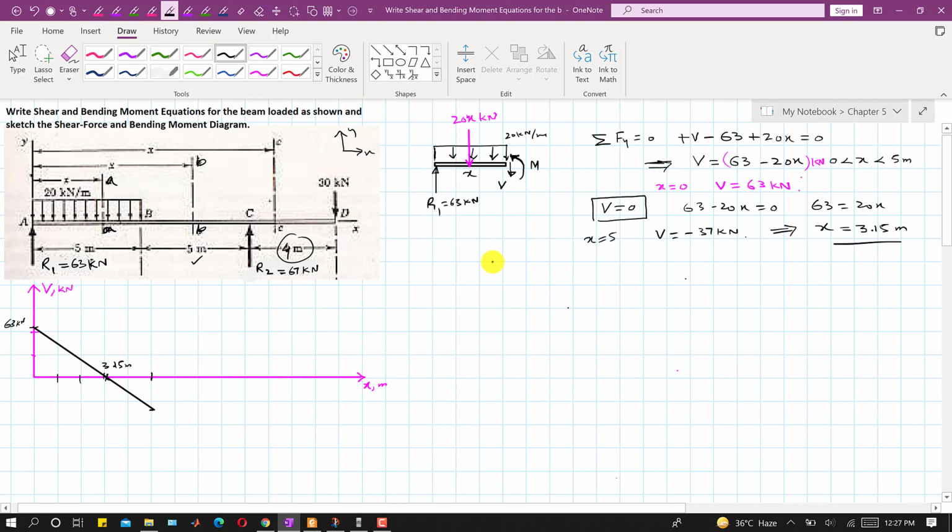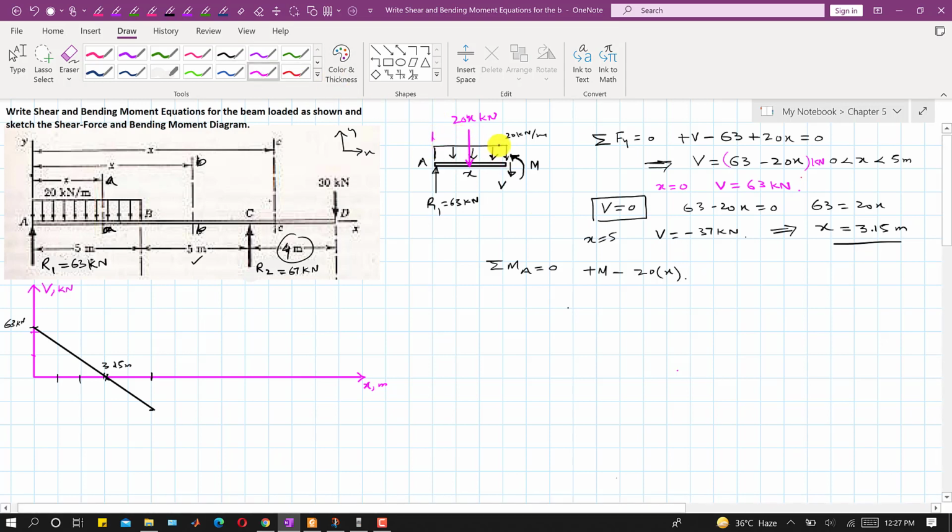Similarly, if we apply the summation of moment at this point A, here we have that point A. So if we apply the summation of moment about point A equals 0, and if we assume that this is the positive direction, so this is plus M, right? And as we can see, this 20x force is producing the negative moment, according to this convention. So we will write that this is minus 20x, and the perpendicular distance of this 20x from this point A will be how much? So it will be half of the length of this beam, right?